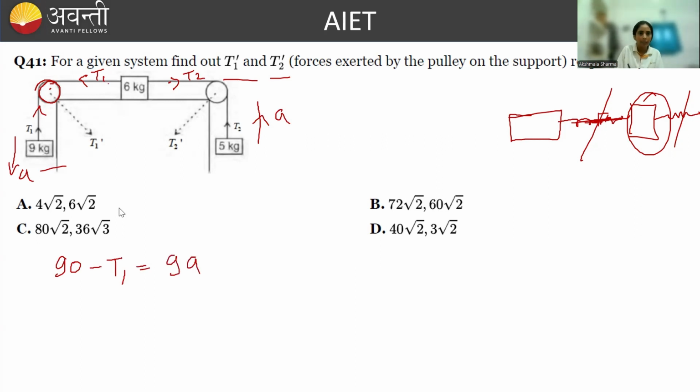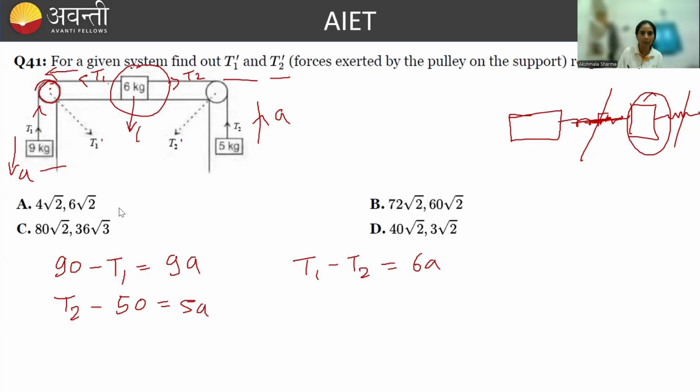Okay? And here, in this case, it is going up, so T2 minus 50 is equal to 5A. And for this, which is also going in this direction, you will write T1 minus T2 is equal to 6A. So this is all, right? Because the gravitational force won't come into action here, as that is responsible for motion in the vertical sense. Here it is moving in the horizontal sense.